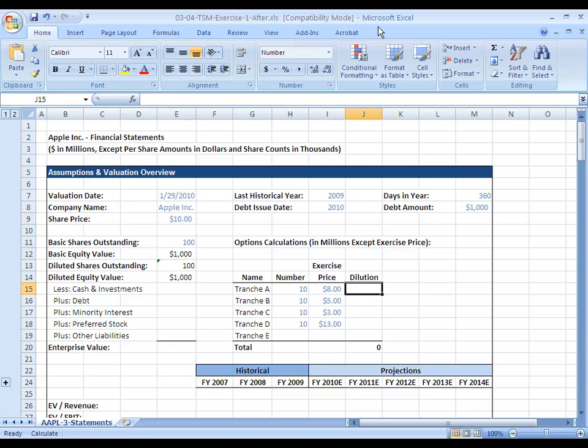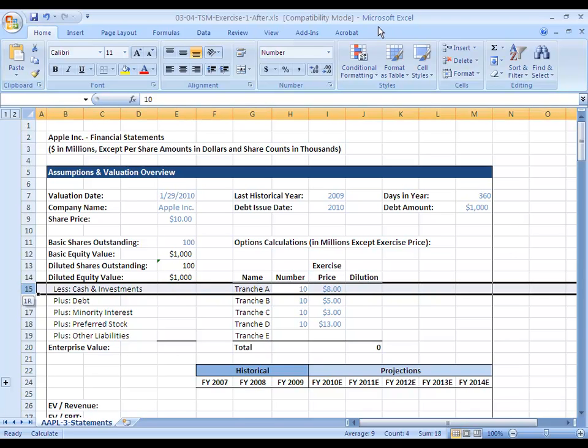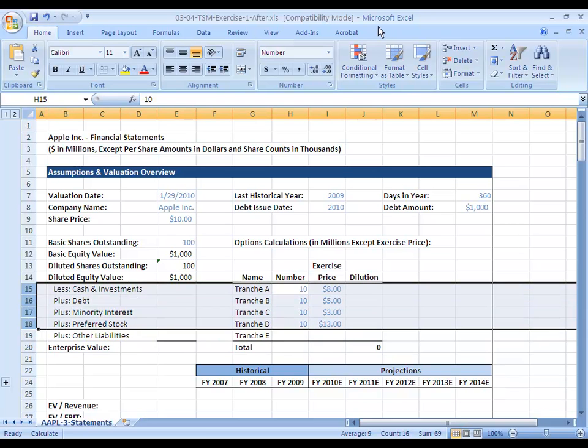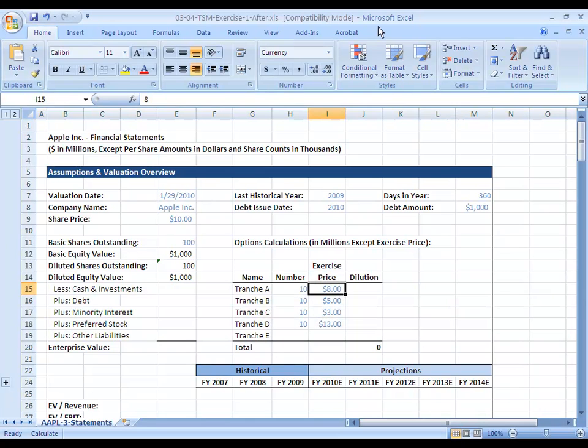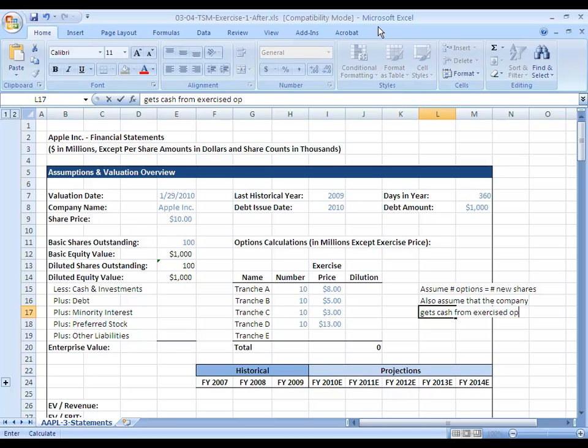Now in interviews, when you get a question like this, normally it's easier because they'll just give you one tranche of options for the most part, but potentially you could get more than that. Just to get some practice with the Treasury stock method, I want you to go through and actually calculate the dilution from each of these four different tranches. Remember the key fact is that you assume number of options equals number of new shares, but you also assume that the company gets cash from exercised options. So keep these two facts in mind as you calculate the dilution here.